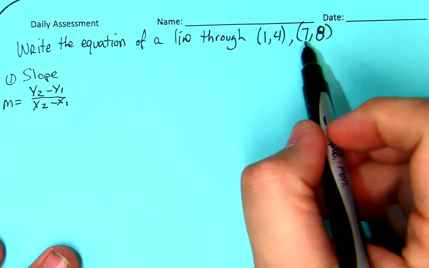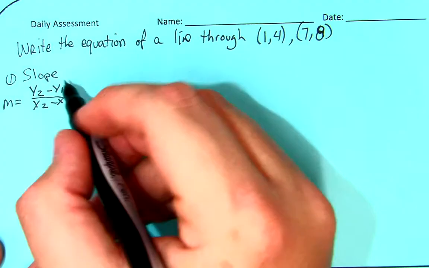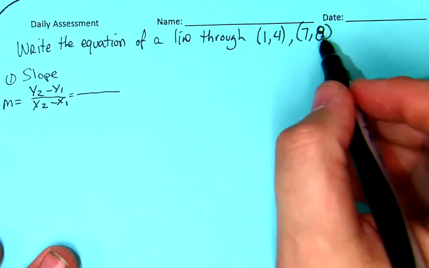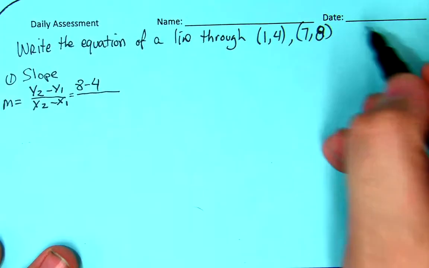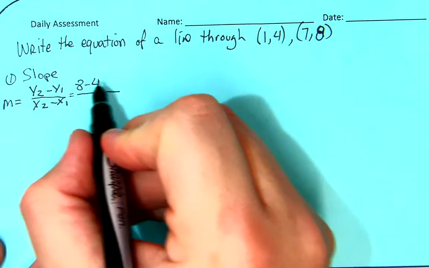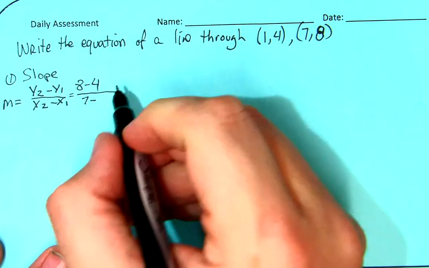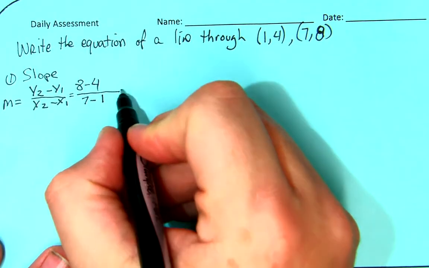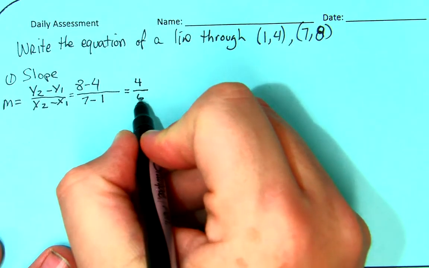And since I see that 7 and 8 is bigger than 1 and 4, I'm going to say that it's going to be y2, which is 8, minus y1, which is 4, over x2, which is 7, minus x1, which is 1. So I'll get a slope of 4/6.